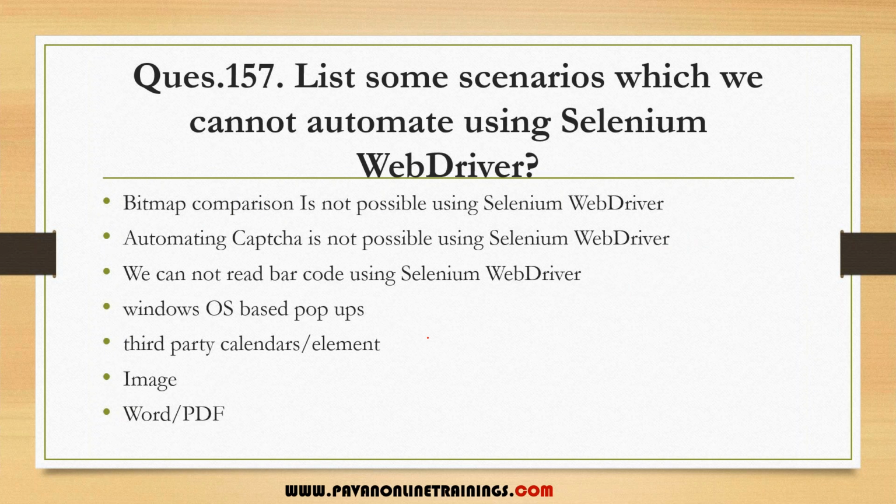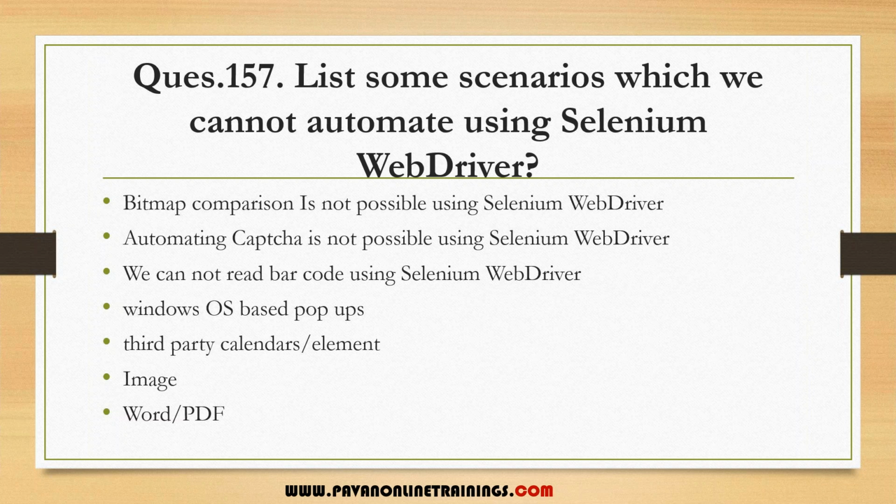Next question. List out some scenarios which we cannot automate using Selenium WebDriver. There are n number of scenarios where we cannot automate using WebDriver, especially bitmap comparison. If you want to compare images, by default Selenium doesn't provide any APIs or classes, but we can use the Ashot API, which is a third-party API by which we can achieve it. But by default, bitmap comparison is not at all possible. And automating CAPTCHA is not possible using Selenium WebDriver.